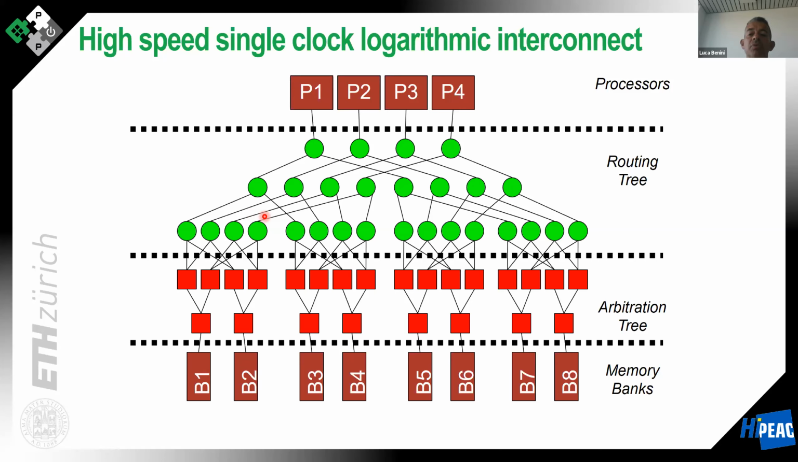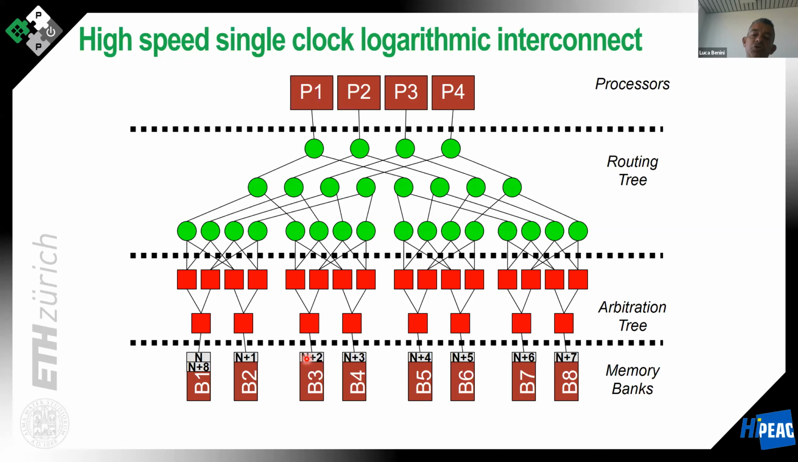That's what we call our logarithmic interconnect. Now, how can we spread the addresses in the memory map to this memory? The idea is that we word interleave these addresses. So first word is in the first bank, second word is in second bank, third word is in third bank, and so on. What is the rationale of doing this type of address interleaving?